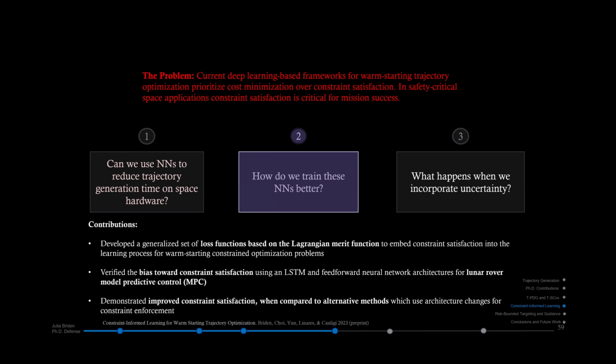Well, in this next set of slides, we will go through the contributions of developing a set of Lagrangian-based merit functions that can be used in our loss while training, as well as showing that we're able to bias towards constraint satisfaction, benchmarking using both the LSTM and a feed-forward architecture applied to lunar rover model predictive control. And then finally, demonstrating improved constraint satisfaction when compared to other methods in the literature.